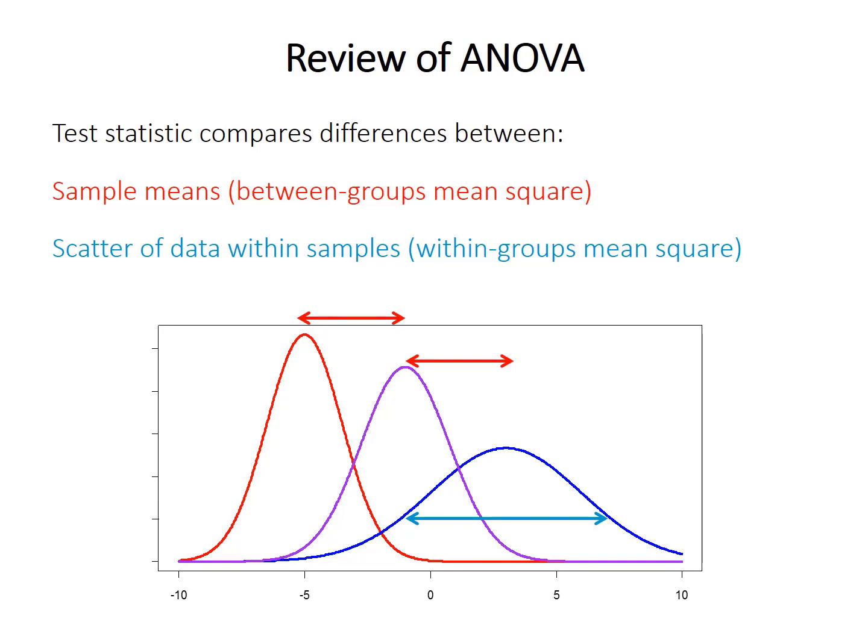So remember that ANOVA assesses the differences between the groups by comparing the between groups mean square, right? It's basically the sample mean relative to the overall grand mean of all samples. And it compares that to the within groups mean square, which is the scatter of data within each group. So basically each observation subtracted from the sample mean, sum of squares, and so forth. And so the test statistic is the ratio of those two values.